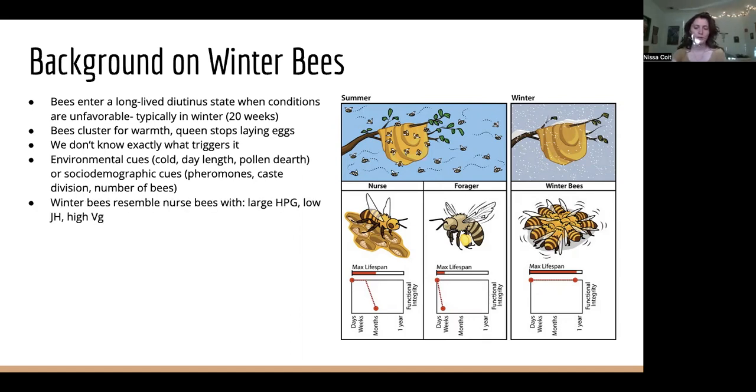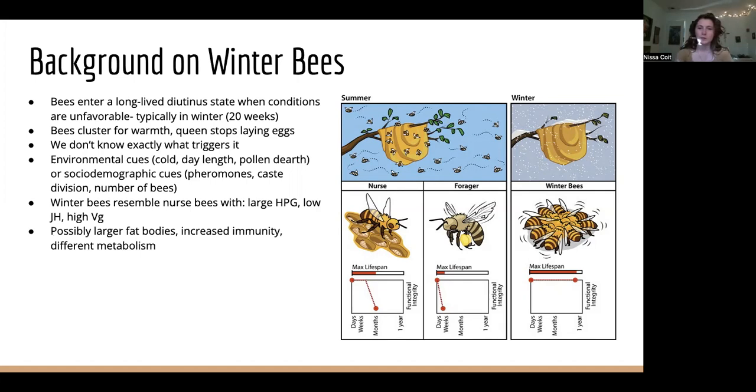The physiological attributes of winter bees are that they're really similar to nurse bees in that they have large hypopharyngeal glands, which are the brood food producing glands in the heads of the nurse bees. Well, they're in all of the bees, but they're developed more in the nurse bees. They have low juvenile hormone, and they have high vitellogenin, which is associated with fat body storage and reproduction in other animals.